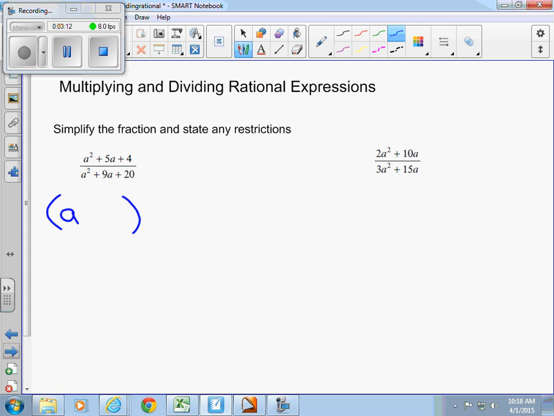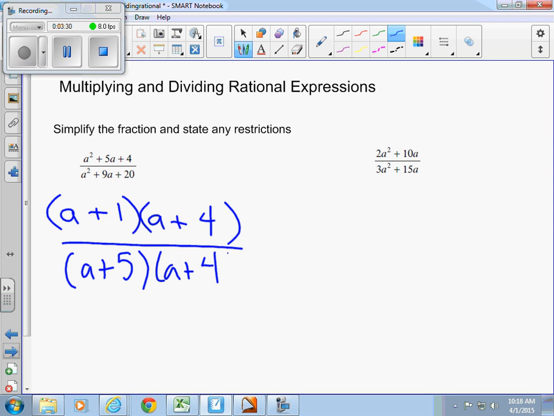How does the top factor? a plus 1 times a plus 4. And what about the bottom, the 20? What factors 20 and adds to 9? a plus 4 times a plus 5.